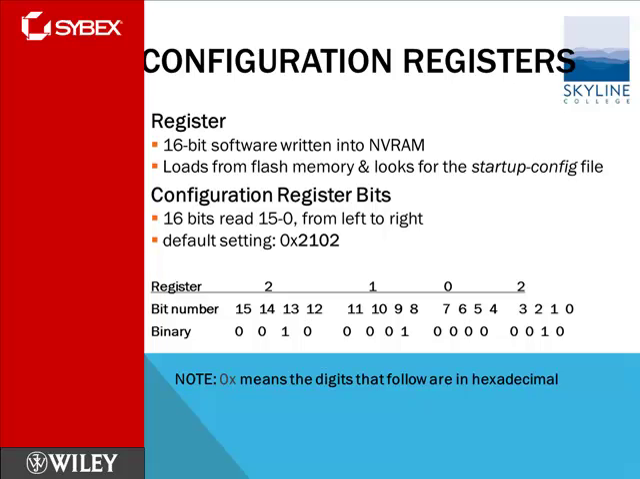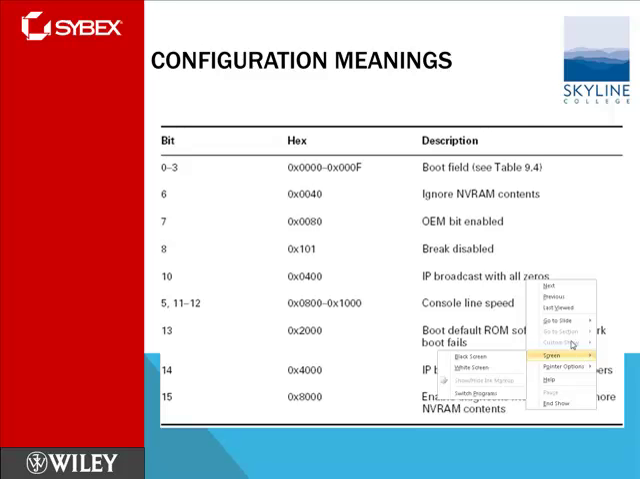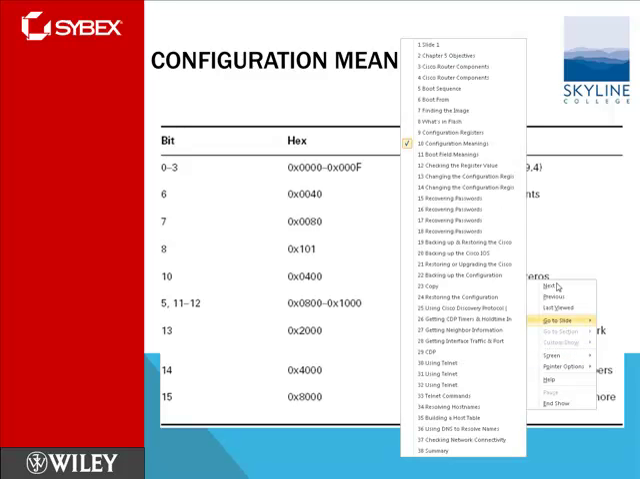2102 tells the system to look in Flash for the IOS and to look in NVRAM for the startup config. The bit values, if you want to change these things, are in a table in the book, so if you want to study it, take a look at it. It tells you where these things are and what the bit values are. And these are the bit values that we had.